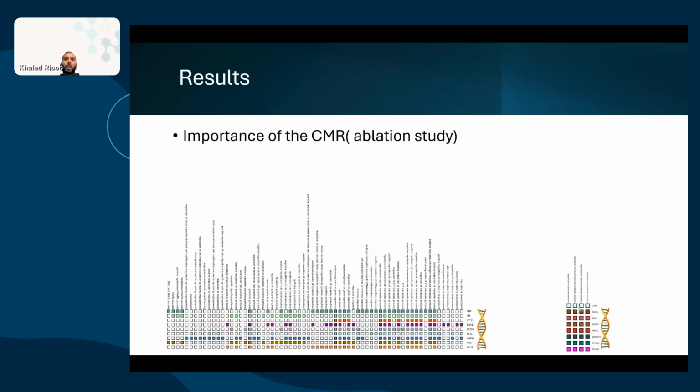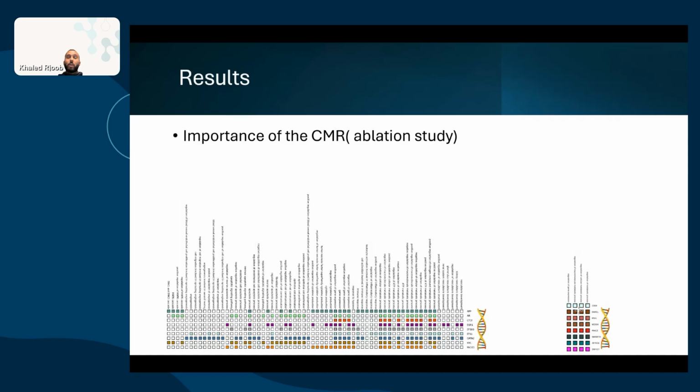And in the ablation study that we did to find the contribution of the CMR nodes in our knowledge graph, the figure on the right-hand side represents the performance using the knowledge graph without the CMR features, and the figure on the left-hand side represents the performance using the knowledge graph with the CMR features. And we can see that including the CMR features enables the knowledge graph to predict genes that are associated with more critical pathways for the disease of interest.